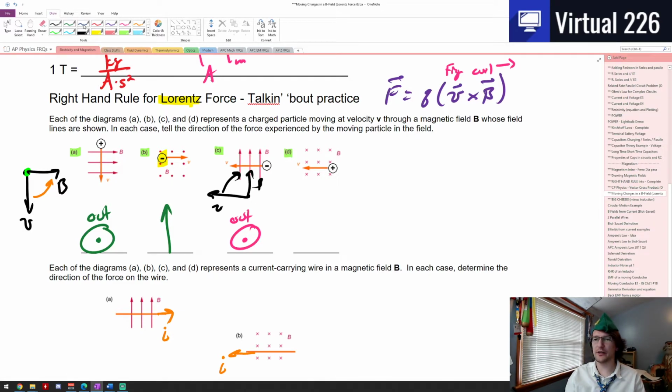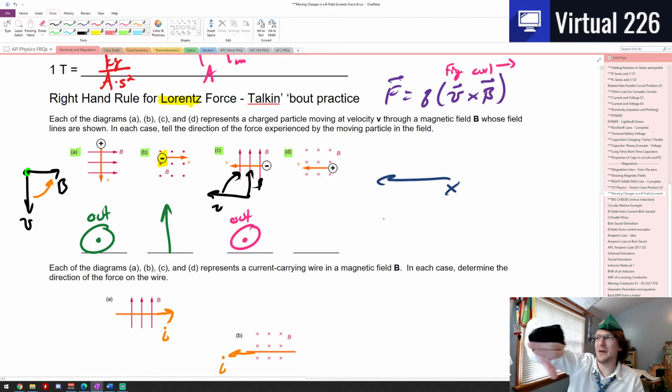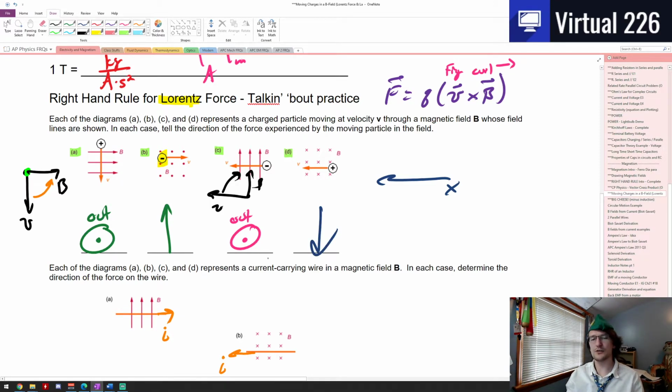And last but not least, a positive charge. Thank goodness, no more flipping. The velocity is to the left, but the B field is going into the page. So I put my fingers going left, I curl them into the page, and I see my thumb is pointing down here, and it does not flip, so it's just down. Okay? And those are our 4 answers for this. Just some simple right-hand rule stuff. You need to be able to do that. It's super, super, super important.